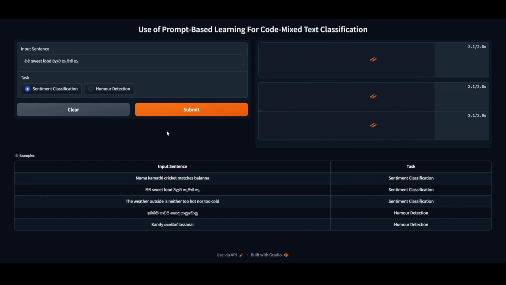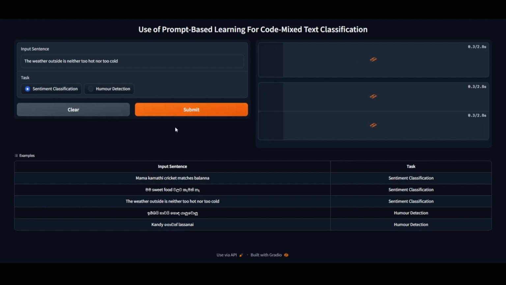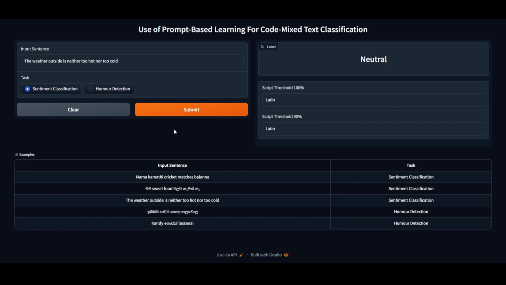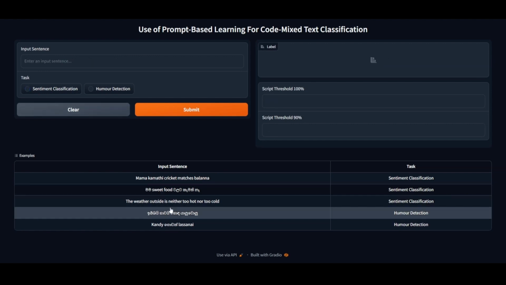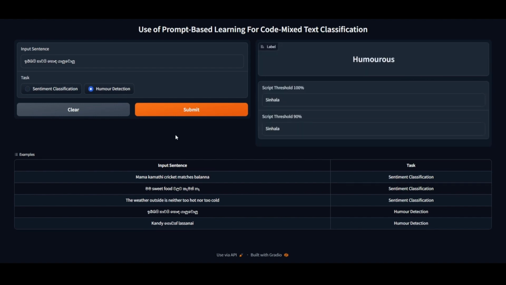The second sentence means, I don't like sweet food. Upon inputting it, the sentiment is identified as negative. As this sentence contains characters in both English and Sinhala, the script is identified as mixed. Moving on to the third sentence, its sentiment is identified as neutral, and it is written in the Latin script. The meaning of the fourth sentence is, Tortoise and rabbit are good friends. Upon inputting it, the model identifies the sentence as humorous. Since all the characters are in Sinhala, the script of the sentence is identified as Sinhala.